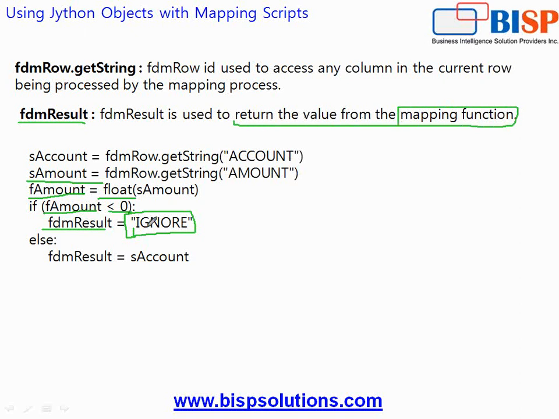Whatever value it returned from the mapping function, you can store under FDM result, right? So if it is less than 0, ignore it. If it is greater than 0, the else condition is, if it is not less than 0, then only store the account to my FDM result, right? So whatever account you retrieve, it will check first. If it is less than 0, it won't load. If it is greater than 0, then only it is going to be loaded, right?